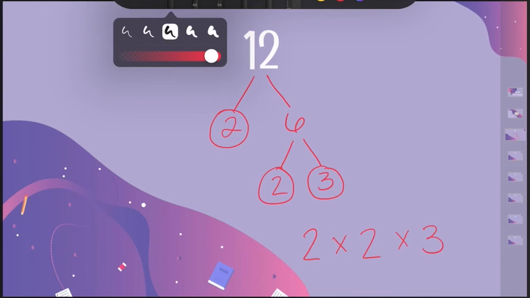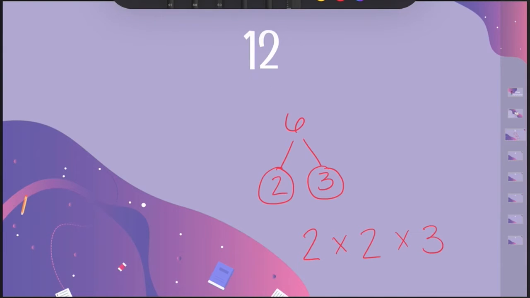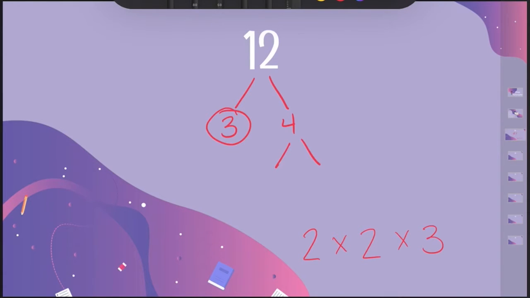Now, let's say that you started off with a different multiplication problem. Let's say that instead of you saying 2 times 6 was 12, let's say that you started off with 3 times 4 being 12. Well, 3 is a prime number, so I can't do anything with it. I'm going to circle it to know that I stopped there. Well, 4 can be split up into a multiplication problem of 2 times 2. So I still have both of those as prime numbers. My prime factorization is going to stay the same, right? I have 2 2's and 1 3. So I'm still left with 2 times 2 times 3.